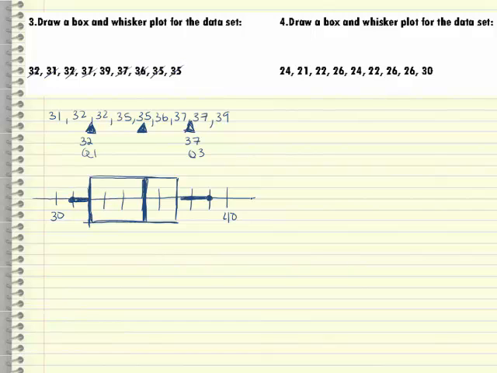Okay, so what I would like you to do is pause the video now and draw your own box and whisker plot for this data set. And then once you've finished drawing that one, come back and check your work and see how you've done.